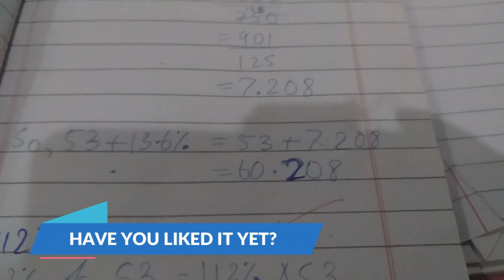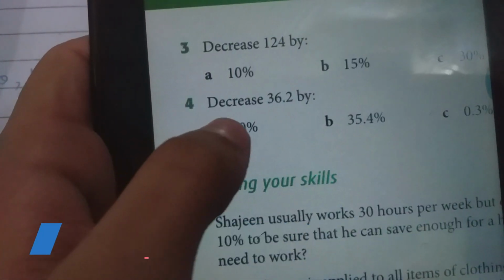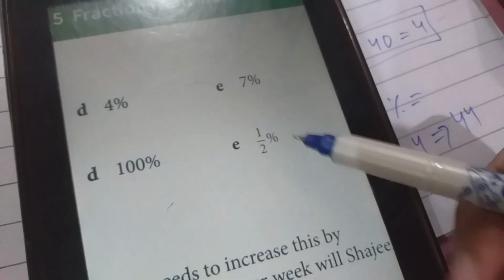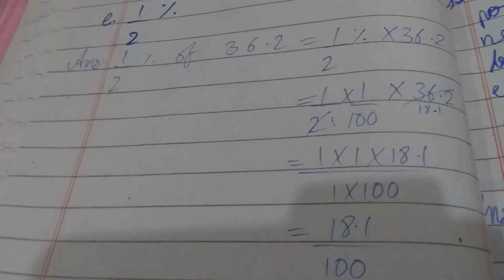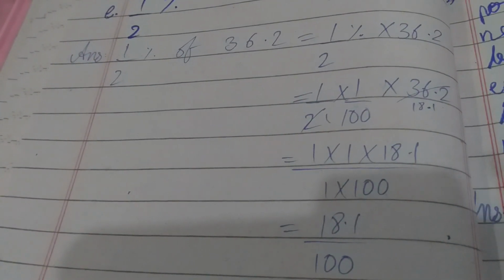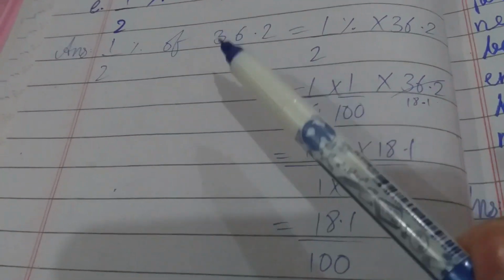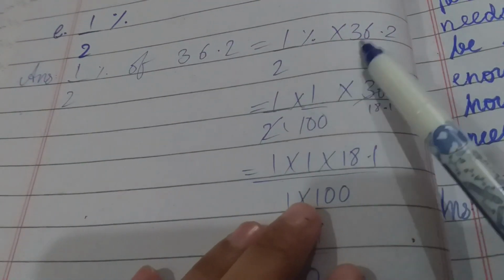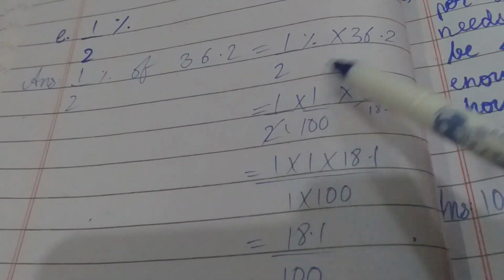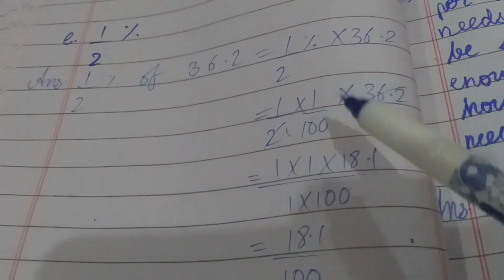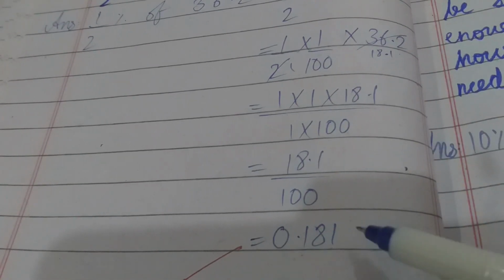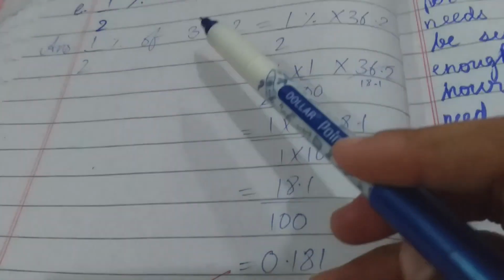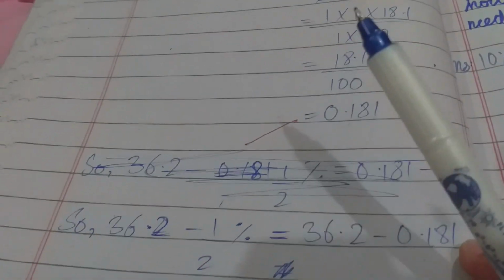Let's try a percentage decrease question. In question 4, they ask us to decrease 36.2 by 1/2%. So it's the same. We'll be multiplying 1/2 into 1 over 100 to change it into a fraction. So you need to find the 1/2% of 36.2, meaning multiplying by 36.2 and changing this percentage sign into 1 over 100. Same case, you will be doing all the simplifications and all the divisions, and then you will get 0.181, meaning 1/2 or 0.5% of 36.2 is 0.181.